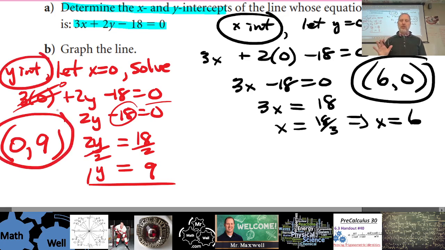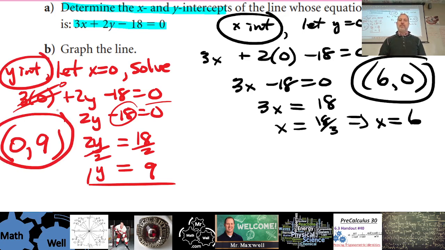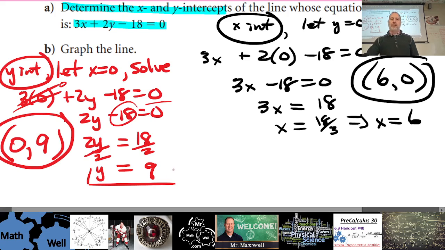Does that look good to you guys? Everything looks okay there? Okay, awesome. All right, so it says graph the line now.